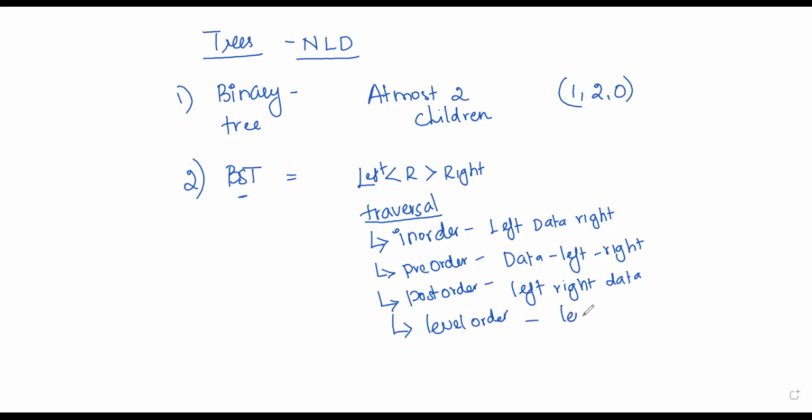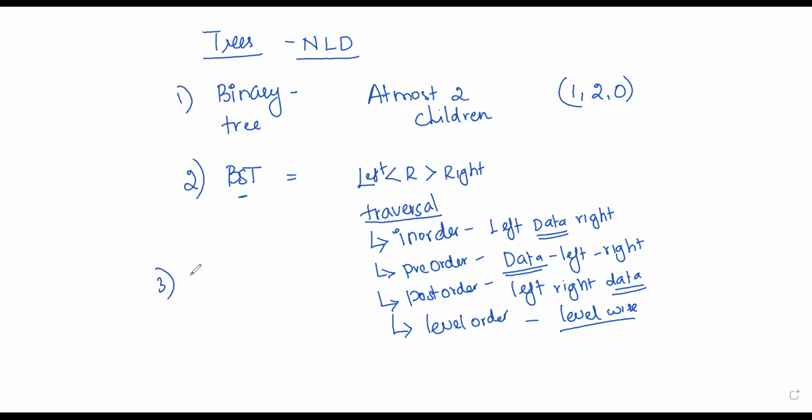Here, by changing the position of the data, we are traversing. If the data is present in the middle, it is in-order. If the data is present first, then it is pre-order. If the data is present at the last, it's post-order, and level wise traversal is level order. So these things we saw in binary search tree.